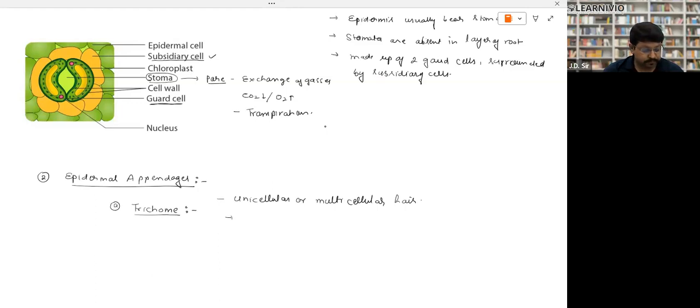They are strictly epidermal in origin. Epidermal in origin means they will come out from the epidermal cell only. Their function is protection.